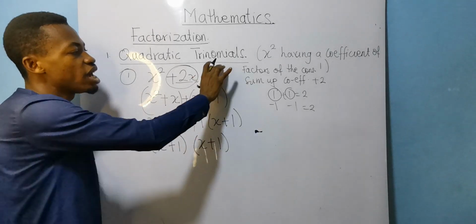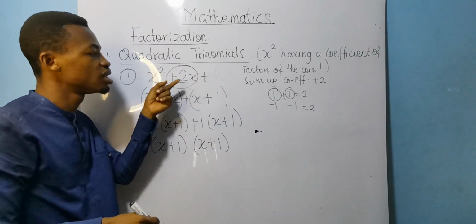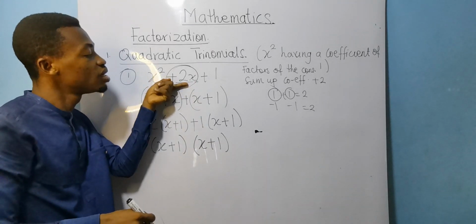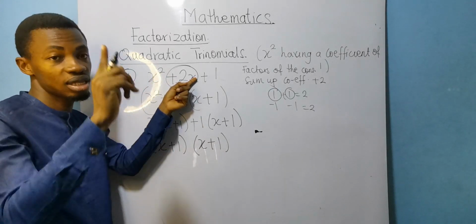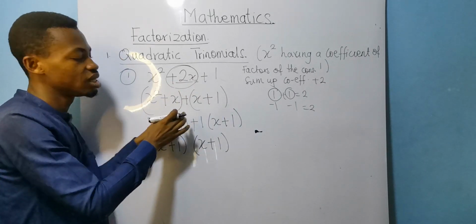So get it. We find the factors of the constant, we pick the pair whose sum will give us the coefficient of the variable with the exponent of 1. Then we replace and factorize.